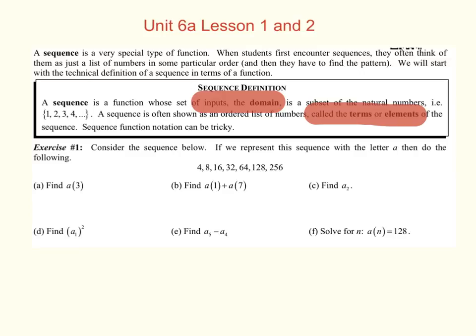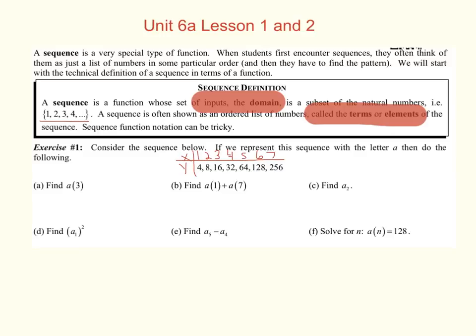Sequence function notation can be tricky, and yes it can, but I'm going to give you a little suggestion on how to make it a little less tricky. We just said that it is a function whose set of inputs, the domain, is a subset of natural numbers. So we're missing my domain right here. So let's add in my domain. If you want, add in an x and a y just like that. My x is my domain, don't forget, and it's a subset of 1, 2, 3, 4. We're not starting with 0 with my table. So that's 1, 2, 3, 4, 5, 6, 7.